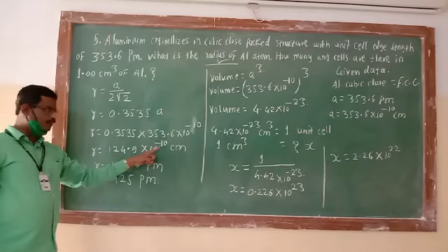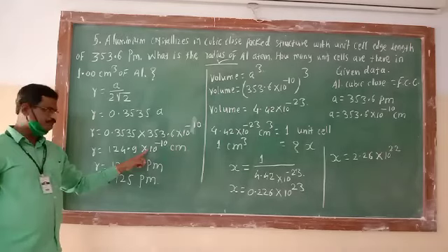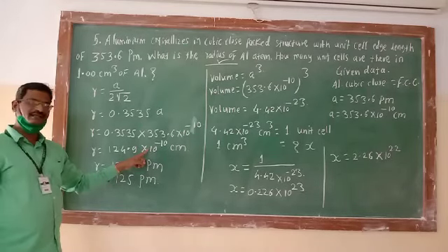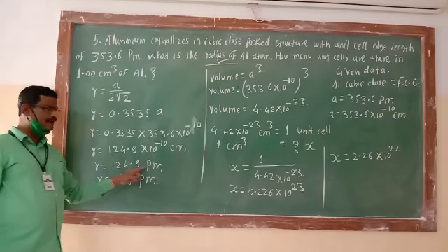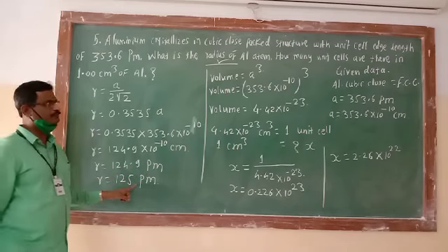Centimeter is now converted to picometer. The 10 raised to minus 10 factor can be neglected now, because 1 picometer is equal to 10 raised to minus 10 centimeter. Therefore, this answer comes equal to 124.9 picometer, or simply 125 picometer.